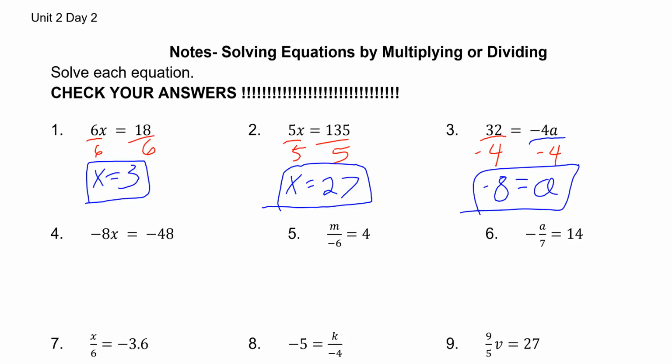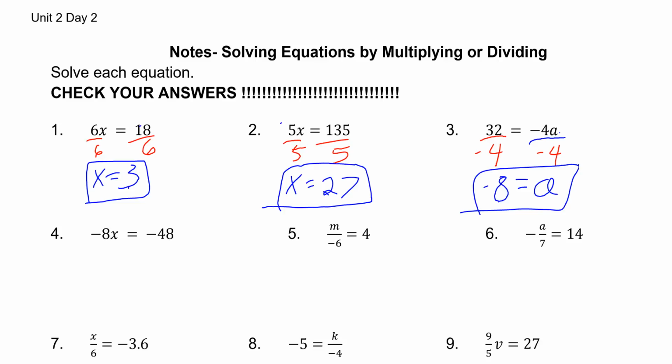Now if we go through and check our answers, that's 6 times 3, we know that's 18. 5 times 27 would be 135. Negative 4 times negative 8 is positive 32. And there you have it. Quick checks on all those to make sure that we did them correctly. If you prefer to plug them in and actually write it down, you're more than welcome to, but make sure that you're going through and checking those.